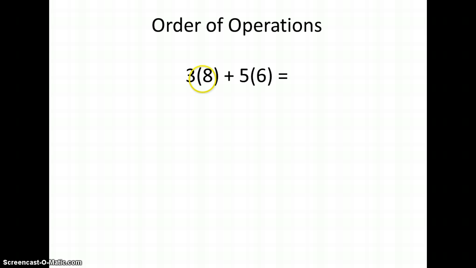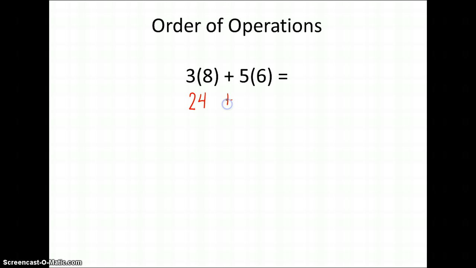I would first multiply 3 times 8, which is 24. Then I would need to multiply 5 times 6, which is 30. Since there's no division, I go on to the next step, addition or subtraction. In this case, I need to add 24 plus 30 to get 54. And that is my answer. 3 times 8 plus 5 times 6 equals 54.